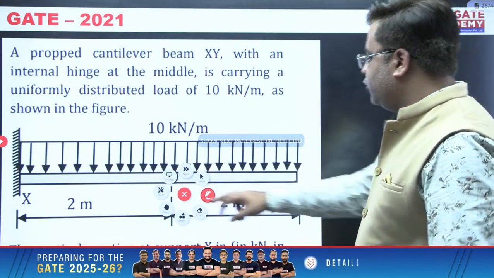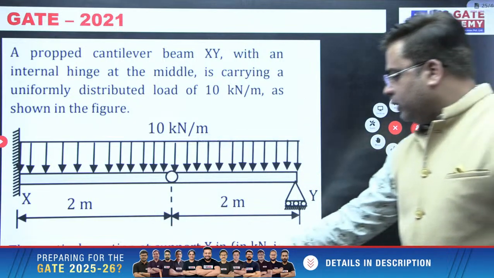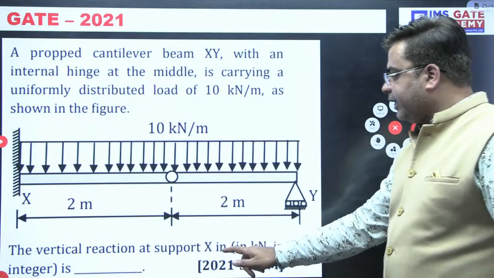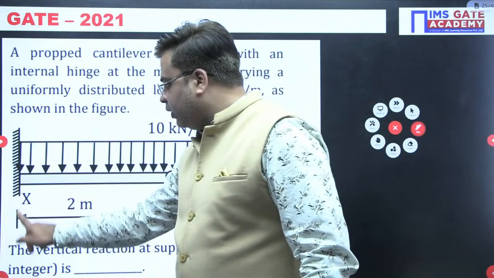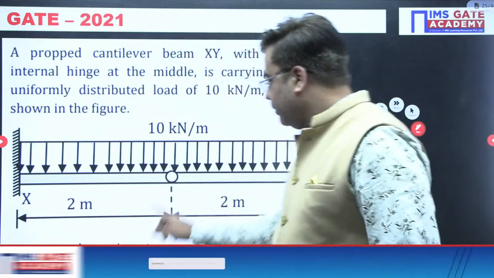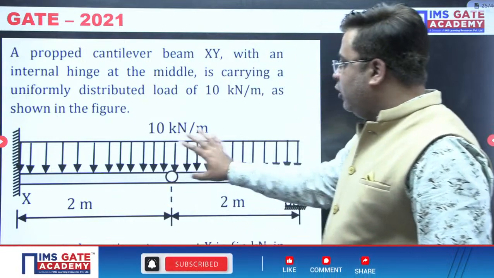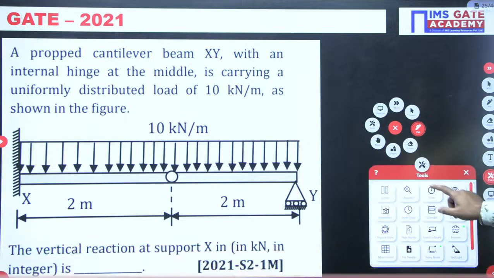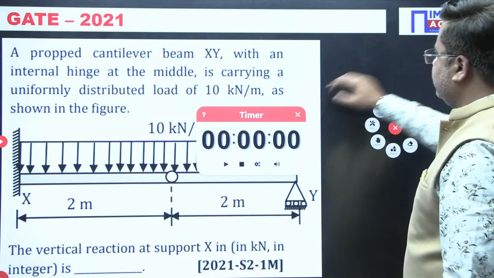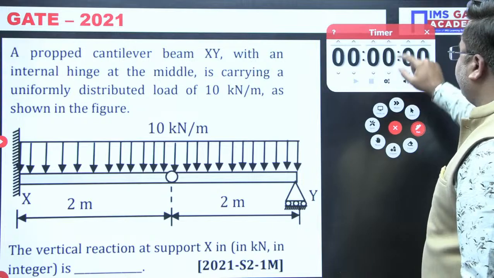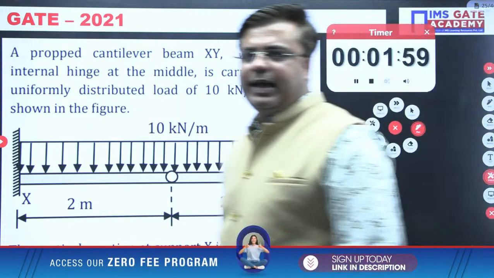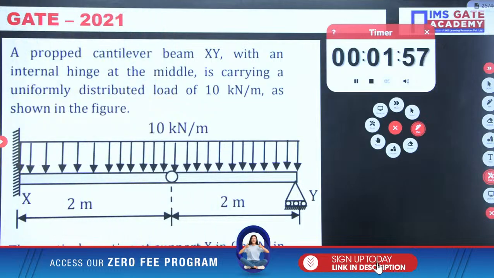This is another question. Please try it. The question says that you need to find out the vertical support reaction at X. Internal hinge is present here. Loading, everything is given to you. Go for it. Have 2 minutes of time. Try this and calculate the support reaction. Because this type of propped cantilever beam with internal hinge is asked many times in mechanical and civil. All of you just quickly give me an answer.